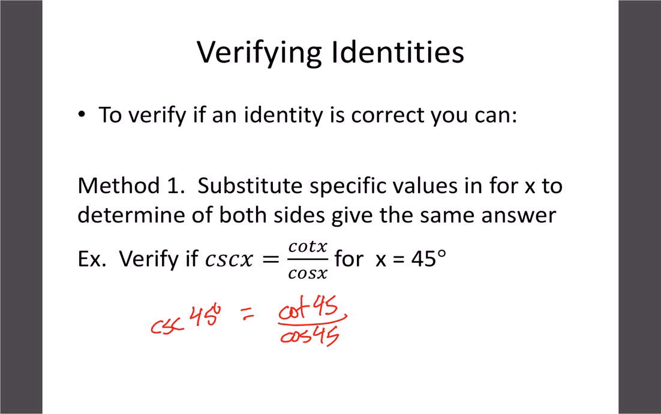So just plug it in on your calculator. You can't type in cosecant, but we can write in 1 over sine. And for cotan, we can write it as 1 over tan.